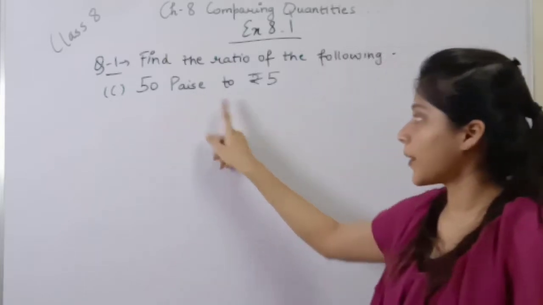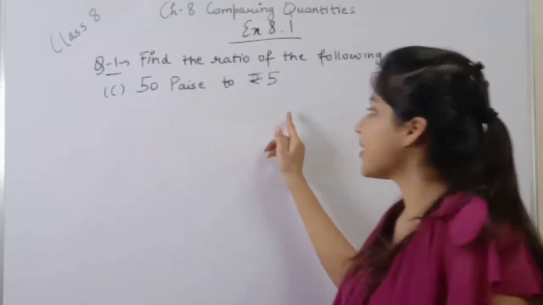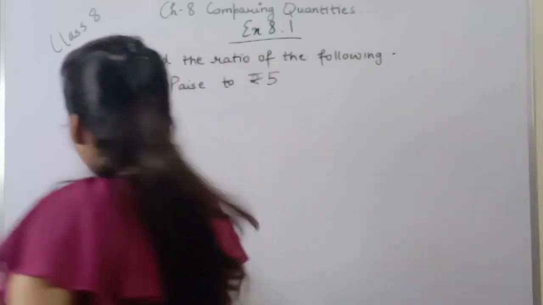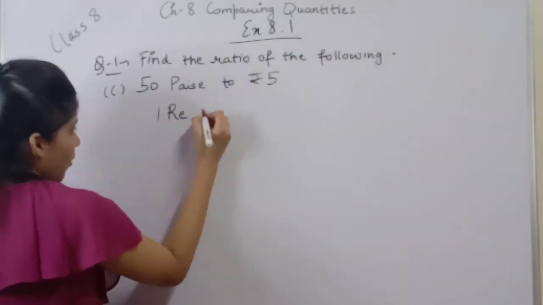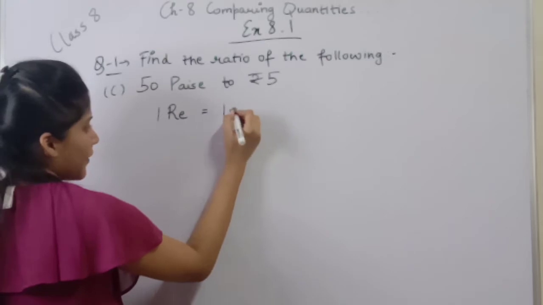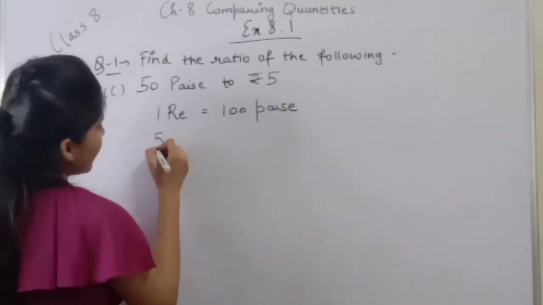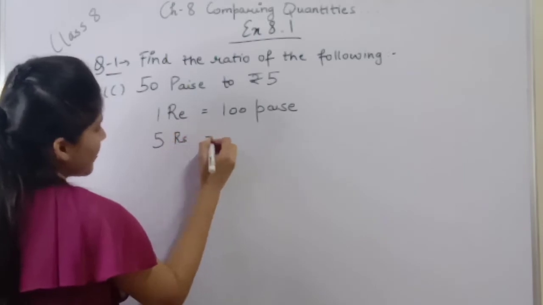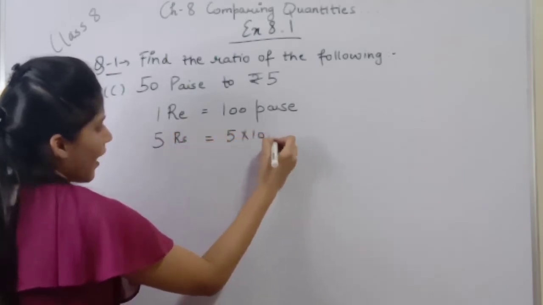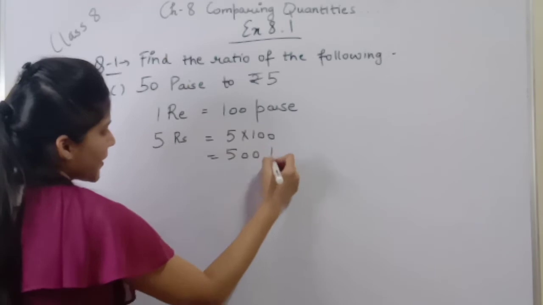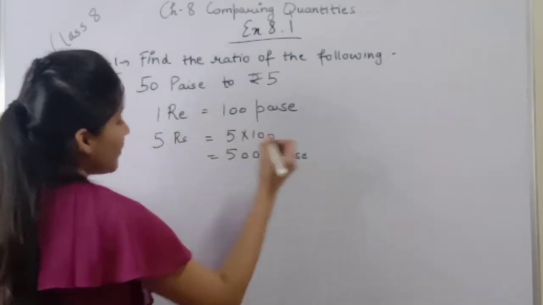अब हम किसको convert करें? पैसे को rupees में और rupees को पैसे में. We know that 1 rupee equals 100 paise, right? So again 5 rupees will be equal to 5 into 100. So 500 paise.